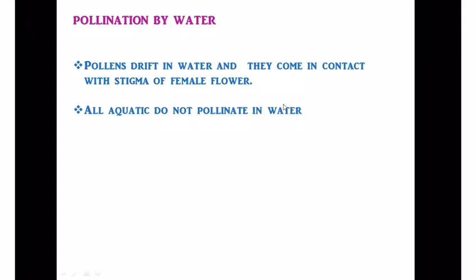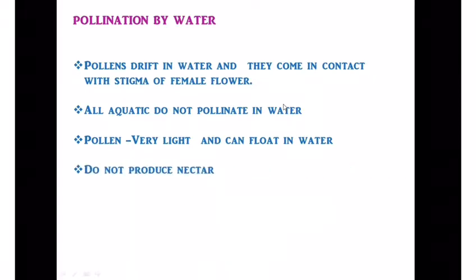For example, lotus are pollinated by insects. Though they are present in the water, they get help from the insects for pollination. The pollen here is very light since they have to float on the surface of the water to reach the stigma. They do not produce nectar to attract the insects. The pollen is produced in large quantities as fertilization takes place only by chance.